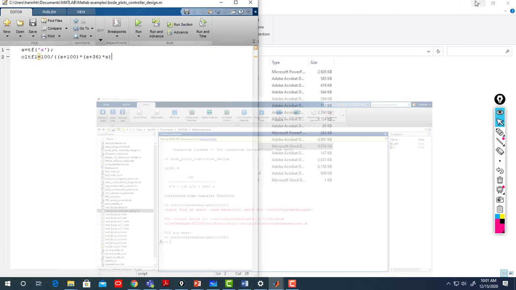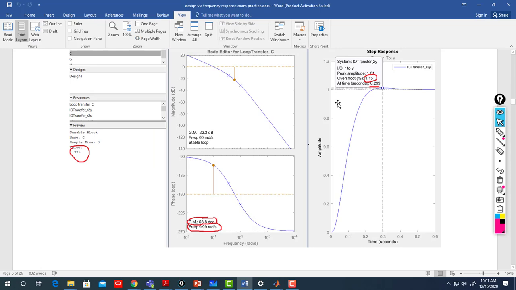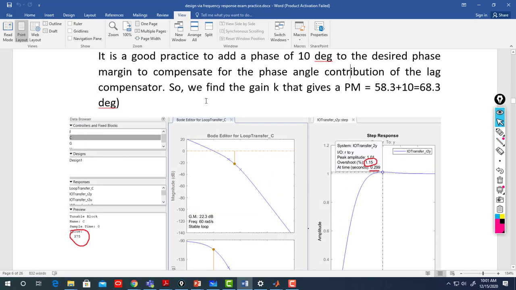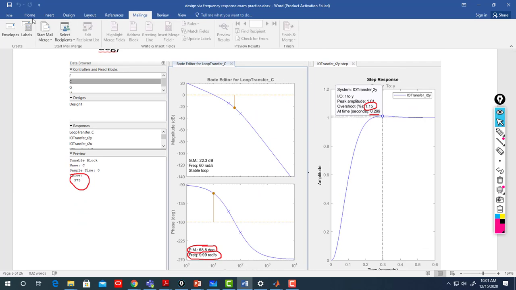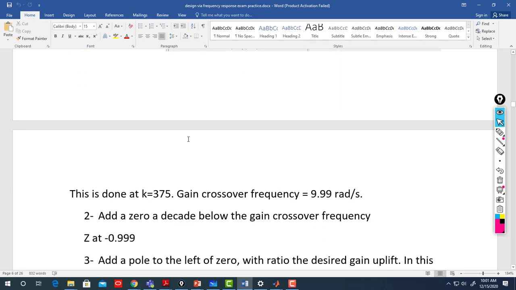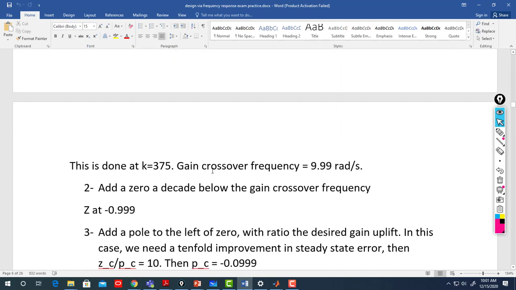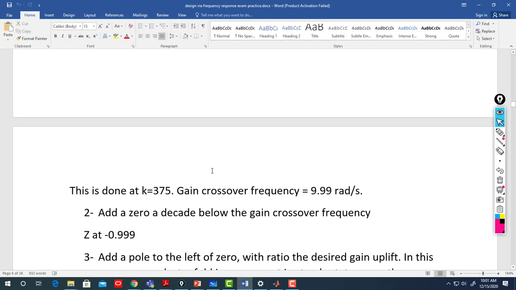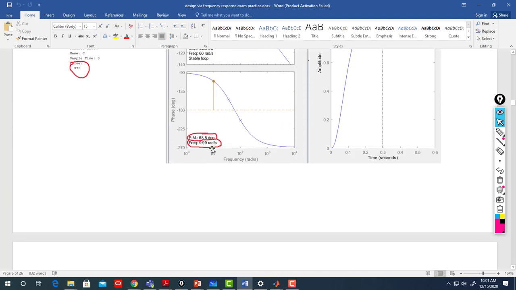Okay, so then according to them, it's a good practice to find the gain K that gives the phase margin plus 10. The gain crossover frequency now is 9.9. Why am I interested in looking at the gain crossover frequency? We need to look at it because it will also reflect the location of the pole and zero of the lag compensator. So here I will tell you now how to choose the zero and therefore deduce the pole.